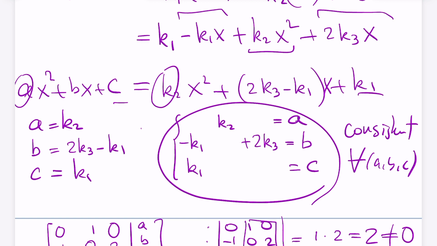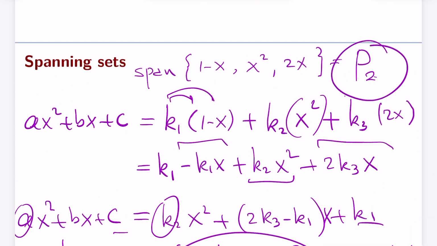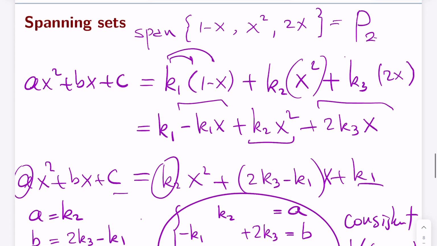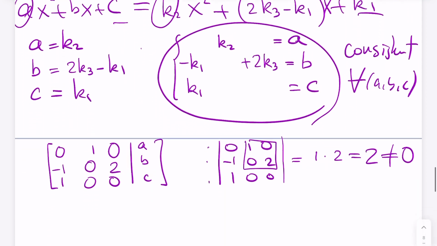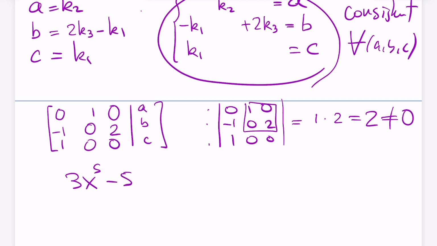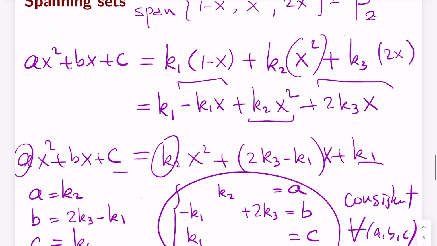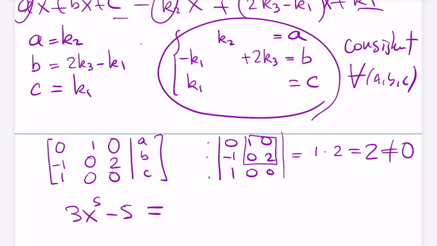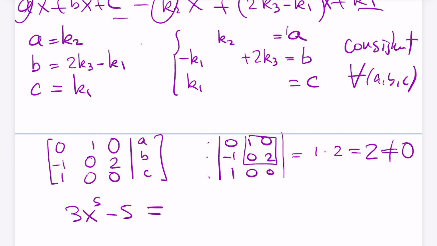Moreover, if you want to consider a concrete polynomial of degree less or equal than 2, this system will give you the formula to find out which coefficients you need to put here, k1, k2, and k3. So for instance, let's consider the polynomial 3x squared minus 5. How can 3x squared minus 5 be written as a combination of these three vectors? Well, this system of equations tells us how. We just need to put the coefficients of whatever polynomial we want here. In this case, the coefficients of this polynomial are 3, 0, minus 5.